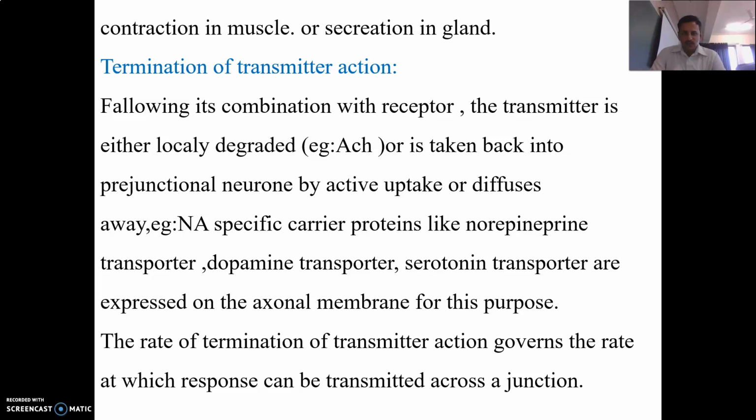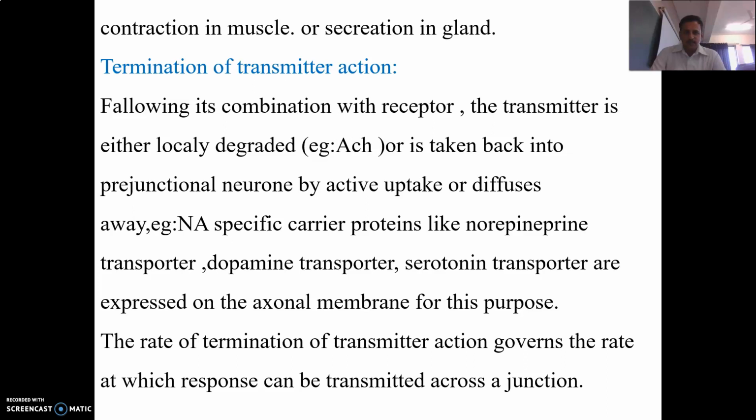In local degradation, the transmitter goes back into the pre-junctional neuron by active uptake or diffuse pathways. One example is noradrenaline-specific carrier proteins, like norepinephrine transporters, dopamine transporters, and serotonin transporters, which are expressed on the axonal membrane for this purpose. The rate of termination of the transmitter action governs the rate at which the response can be transmitted across the junctions. The concept is the same here.